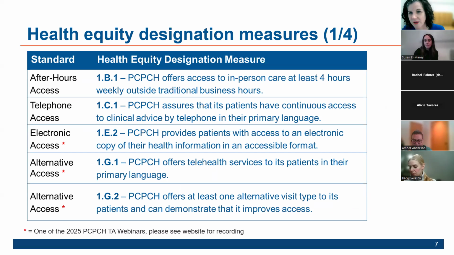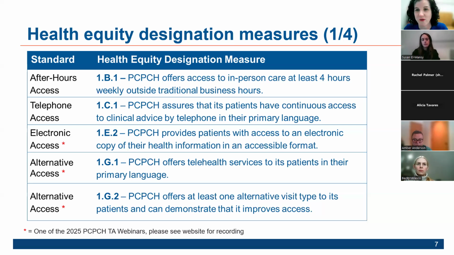I also want to note that for the standards you see in the left column, if there's a little red asterisk, like the one next to electronic access, alternative access, those are measures that have a full webinar about those specific measures. As part of our webinar series that we've been doing all year, those have a specific focused webinar that you can watch the recording of. So if you're not sure how to meet that, or you want a little extra information other than what's in the TA guide, we do have full webinars about the ones that have the red asterisks next to them.